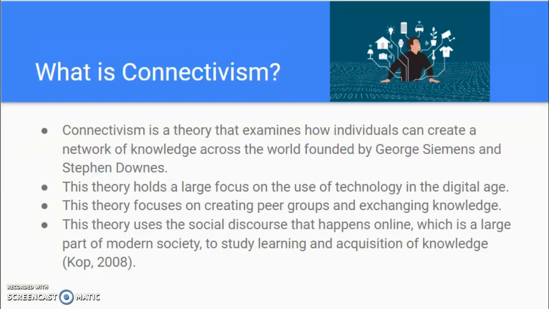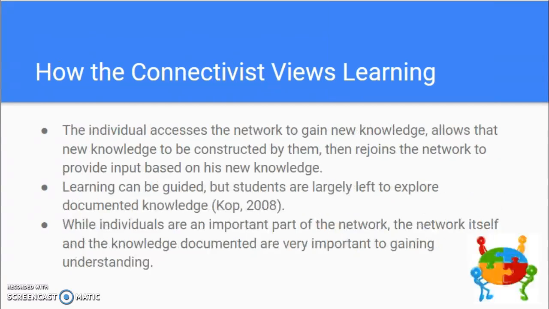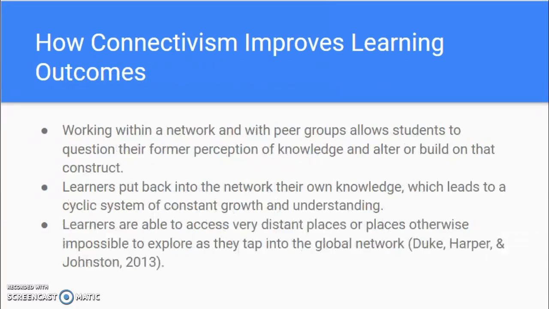The final theory, connectivism, founded by George Siemens and Stephen Downes, examines how learners create networks of knowledge on a global scale. This theory is largely influenced by technology and encourages the exchange of knowledge through peer groups. Learning in connectivism is cyclical and constantly updated. The learner uses the network to gain knowledge, constructs that knowledge subjectively, then rejoins the network with new input based on new knowledge. The knowledge within the network is essential to gaining understanding.